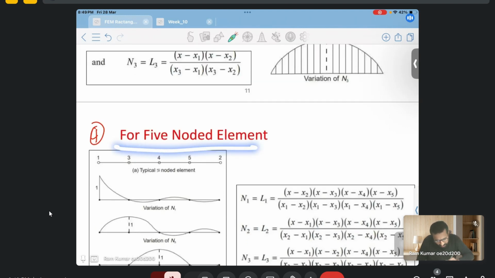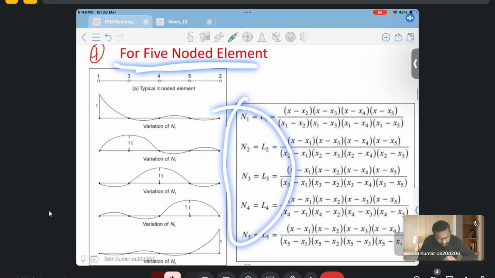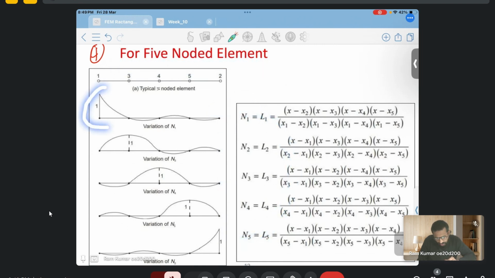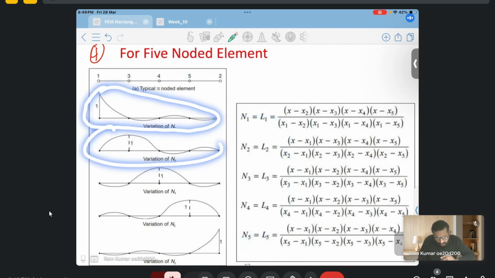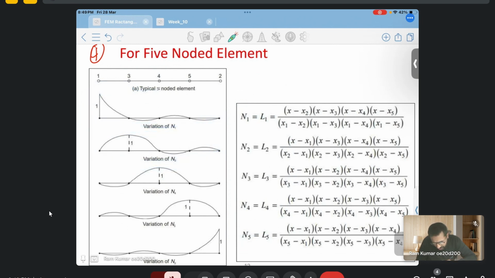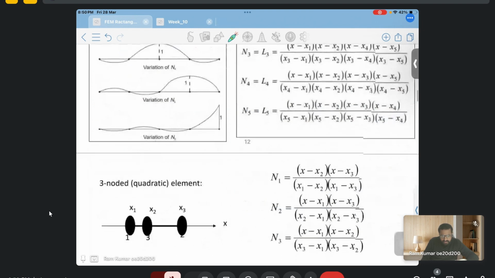So similarly for a 5-node element, we can write all the shape functions using the same concept. For the variation of N1, then N2, every time N1 will be 1 at node 1, and at every other node it will be 0. Similarly for node 3, it will be 1 at node 3, and apart from node 3, at each node it will be 0. So these are the properties of the shape function.